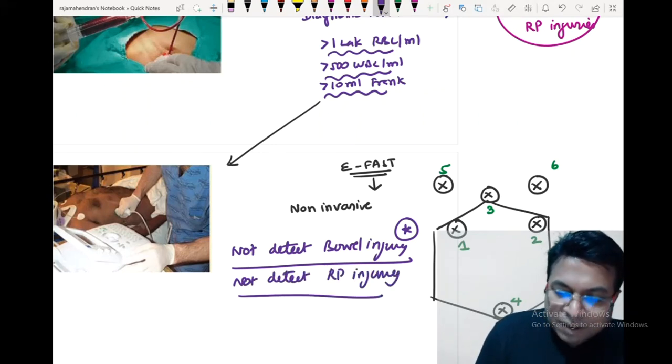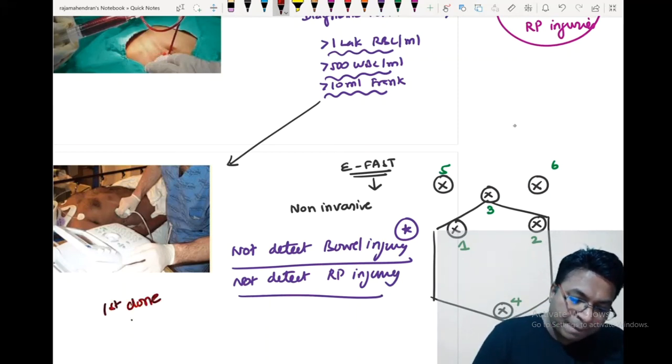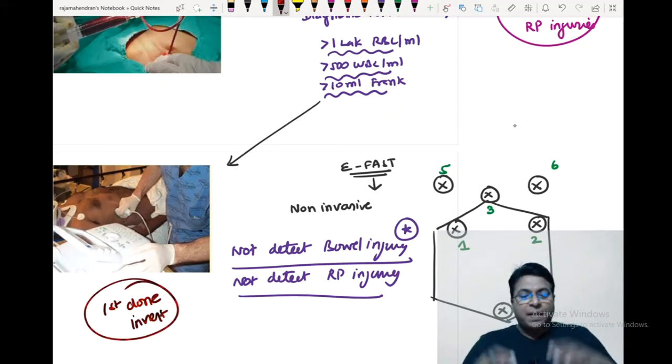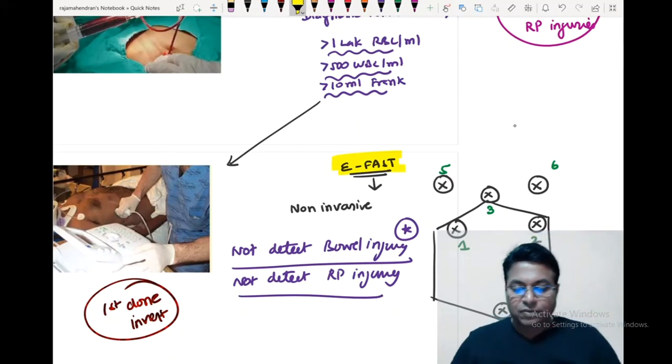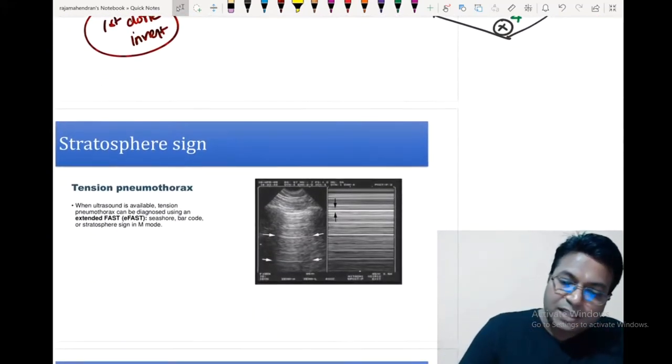But please remember, this is the first done investigation in abdominal injuries. The first done investigation for a patient coming to hospital with an abdominal injury is E-FAST. And in E-FAST, this question is a highly expected MCQ.